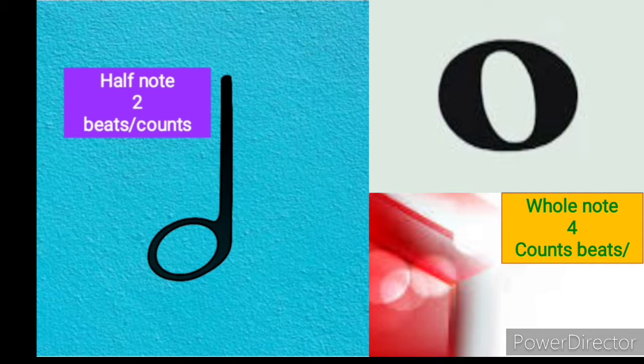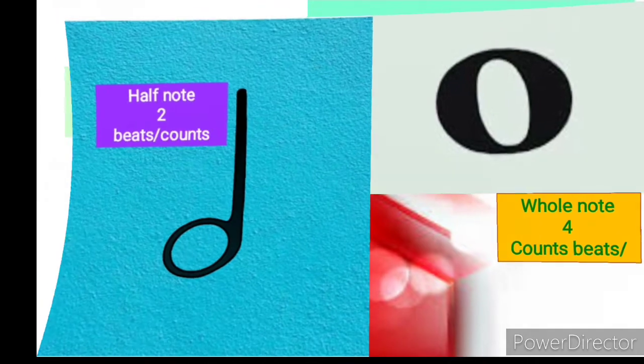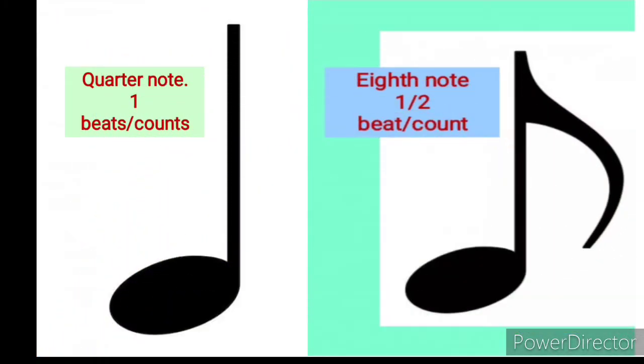So the stronger beat stays on the first hit, and the weak beat is the one you count in your half. So we have the half note which has 2 beats and the whole note that has 4 beats. The next note that we have is the quarter note.